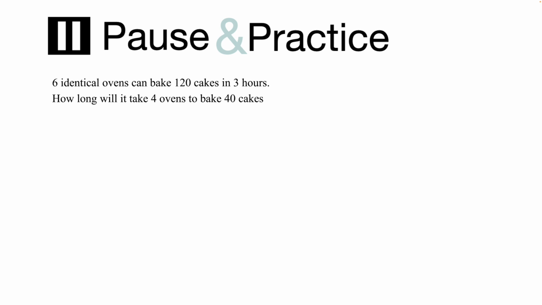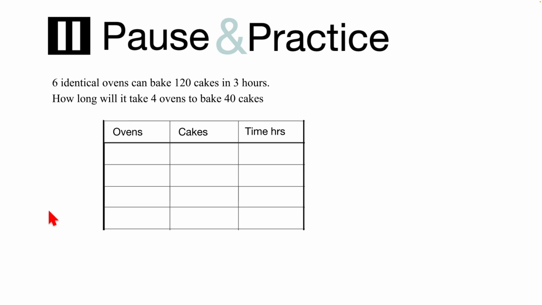How did it go? Hope it went well. Here's your table: ovens, cakes and time. Right, the original data is 6 ovens, 120 cakes in 3 hours. Right, let's have a little think how we're going to do this. Well, more ovens brings the time down, more cakes pushes the time up. And we're going to look at ovens. We're going to reduce the ovens down to 1 so we can go back up to 4.